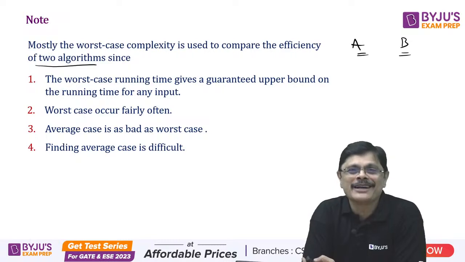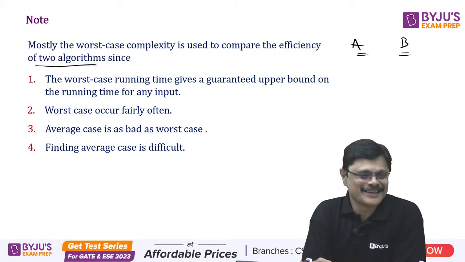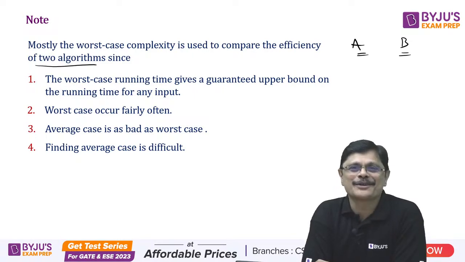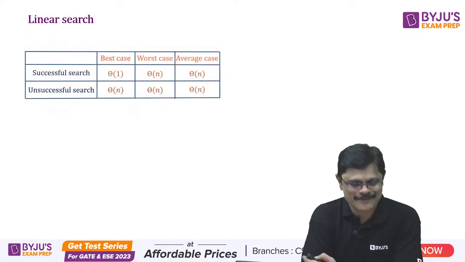And the fourth point is very interesting. Because of that, we generally talk about worst case. So who will take care of this probability distribution and waste our energy? So they just go for worst case complexity, my dear friends.